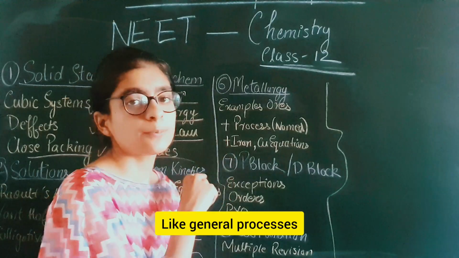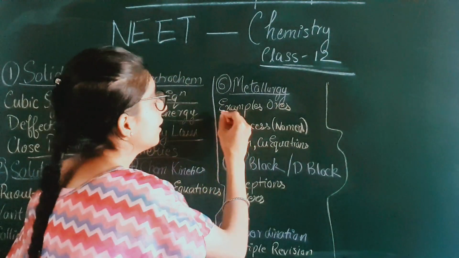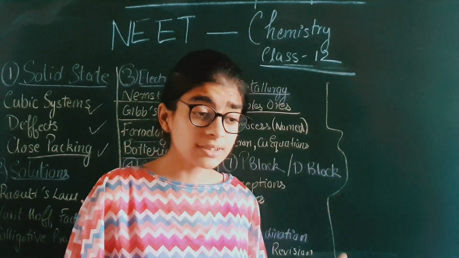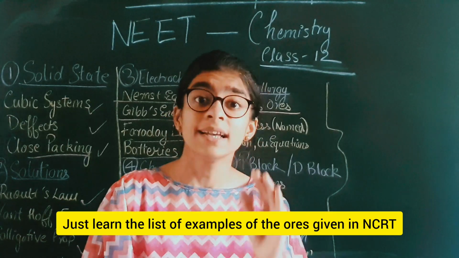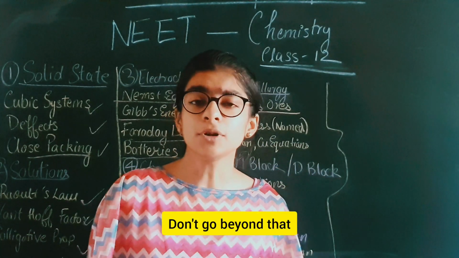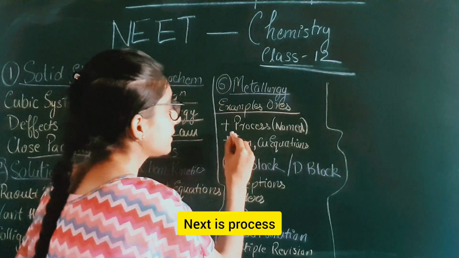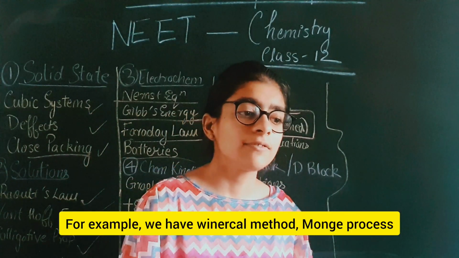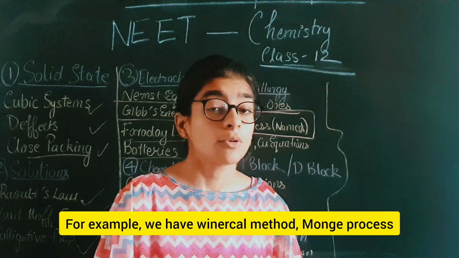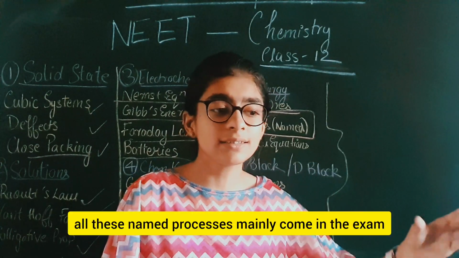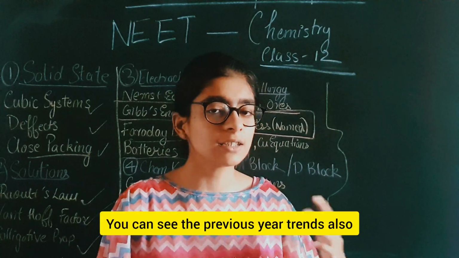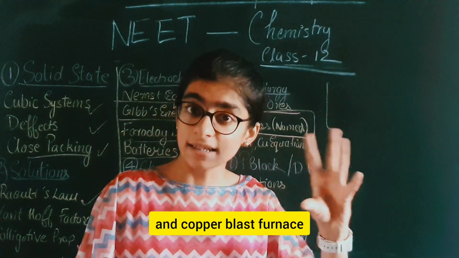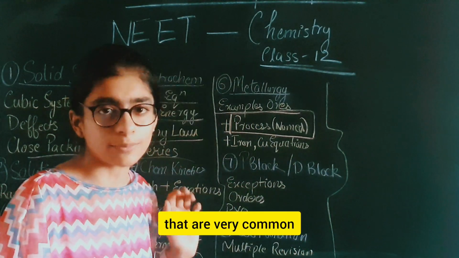Metallurgy, like the general principles and processes chapter. Metallurgy: examples of the ores. You don't have to go very deep into it. Just learn the list of examples of the ores given in NCERT. Don't go beyond that. Next are the processes, only the named ones. For example, we have the Van Arkel method and Mond's process. All these named processes mainly come in the exam. You can see the previous year trends also. Next is the iron and copper blast furnace, and equations related to that are very common.